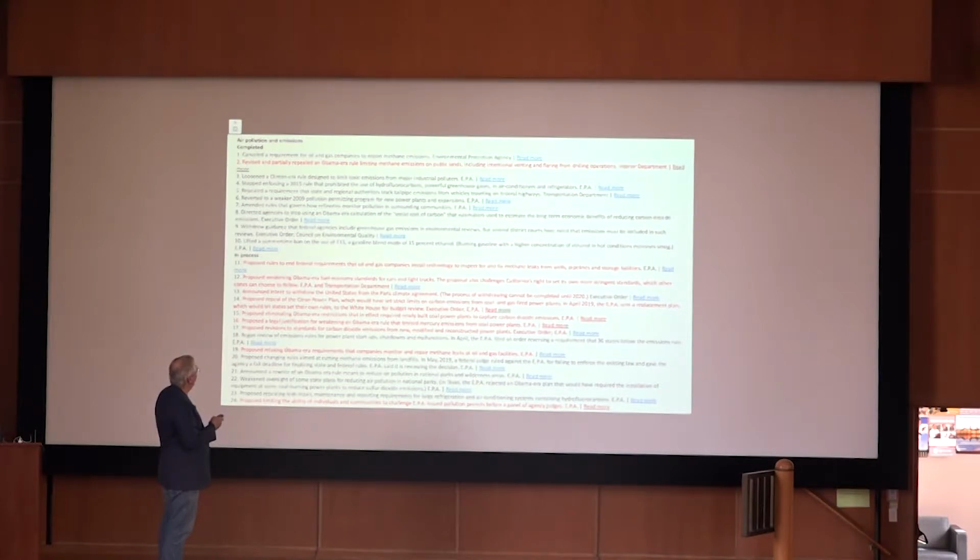Proposed weakening Obama-era fuel economy standards for light cars and trucks. This is the real big one on the climate action plan. Most of the reductions under the Obama-era stuff are in the cars and light trucks. They've been trying to reduce the Obama-era standard on mileage for cars and trucks from 55 miles per gallon by, I think, 2025 to 37 or something, which is where they already are.